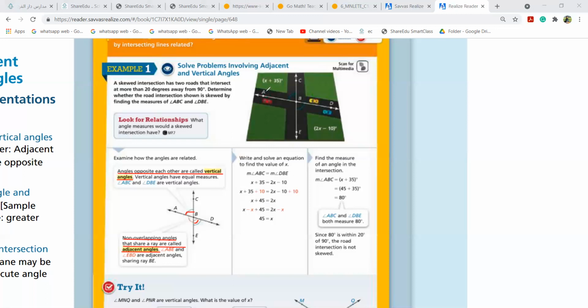Now example, x plus 35, girls, x plus 35 is equal to 2x minus 10. Do you agree to this? Because they are opposite angles. Because they are opposite to each other. These two are opposite to each other. Majdaleen?